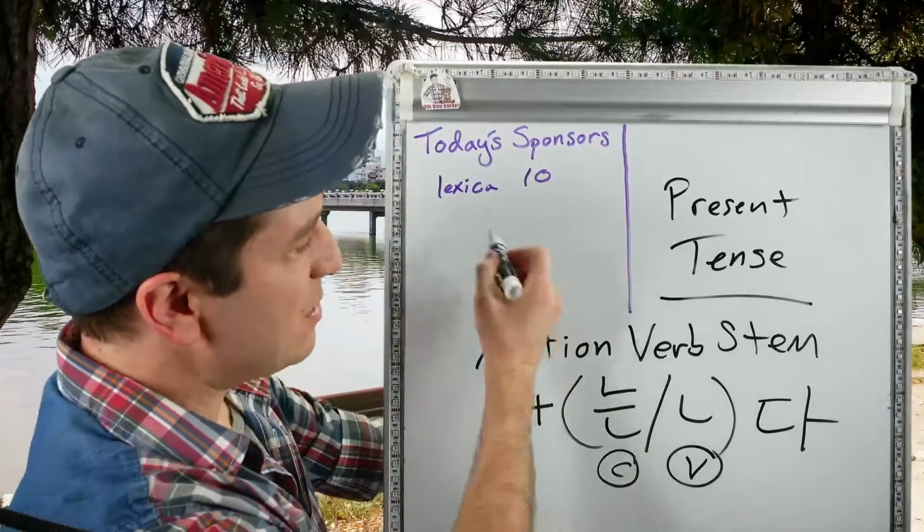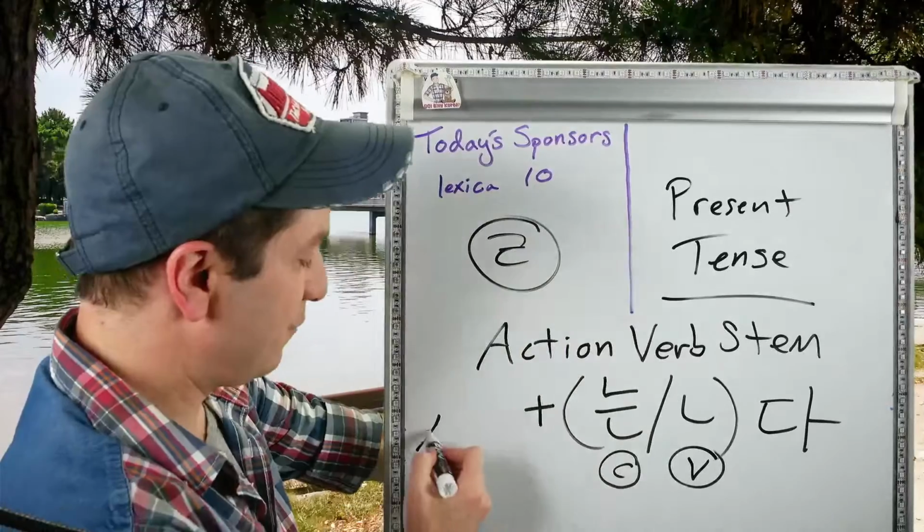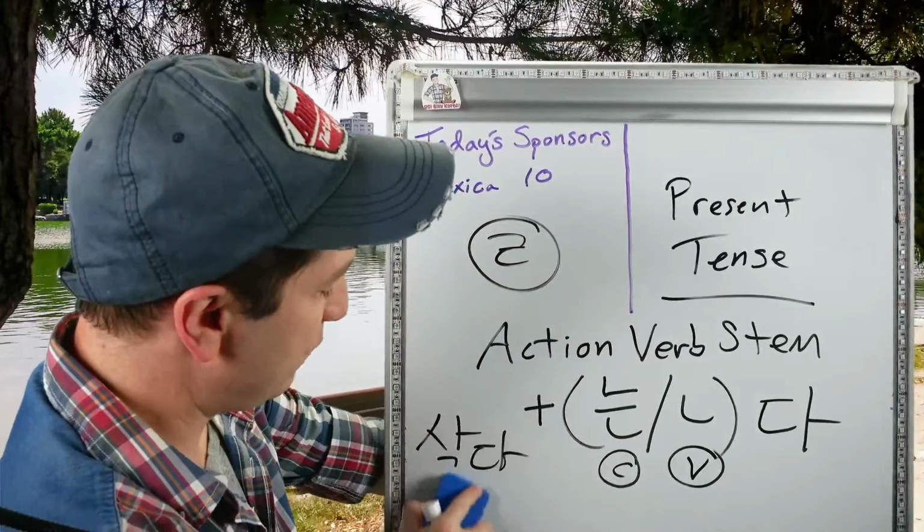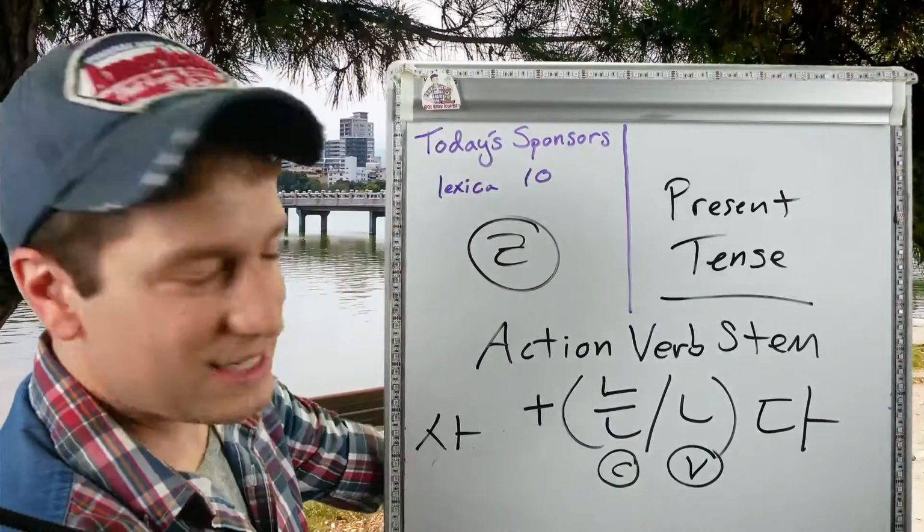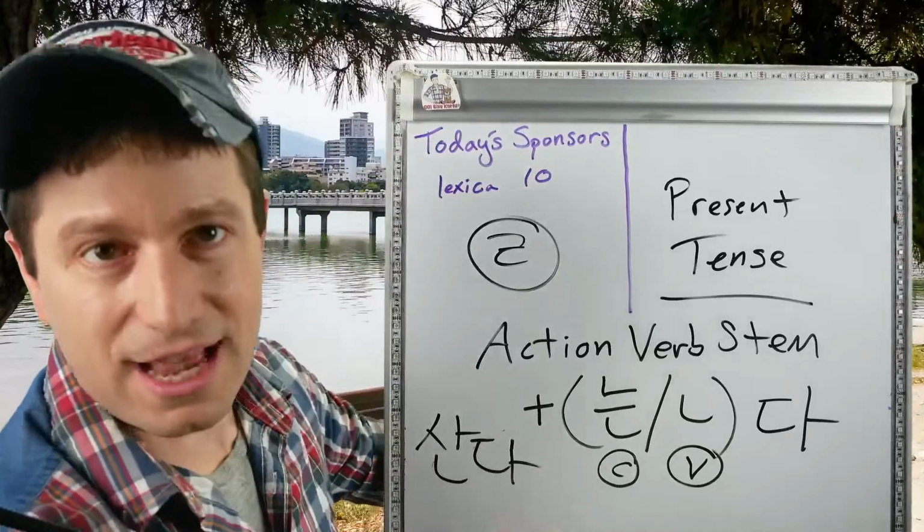Now, there's an exception. If the verb stem ends with this letter, you remove it. The verb 살다, to live, you remove this and you get the stem. Then you attach ㄴ, 다, 산다.